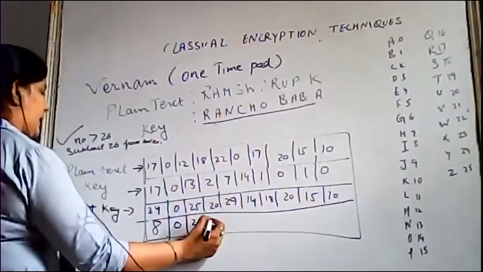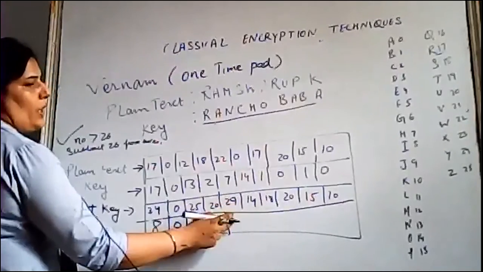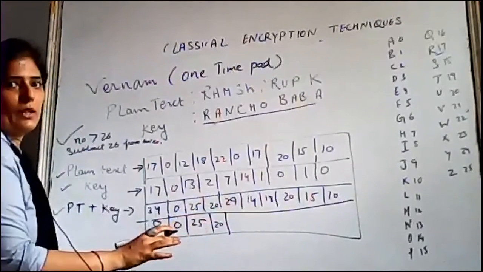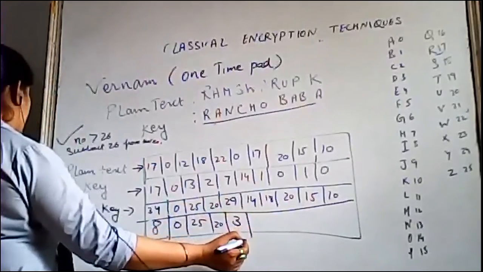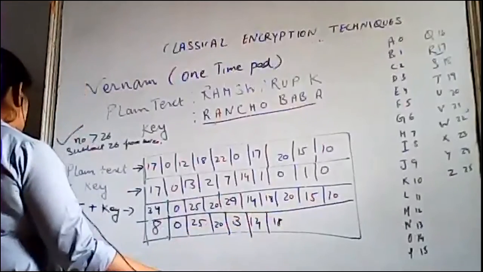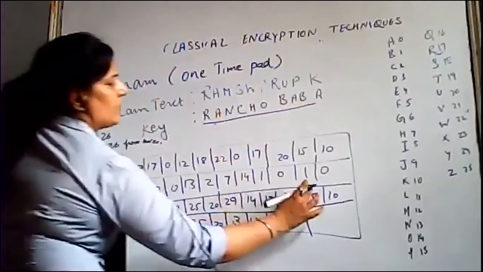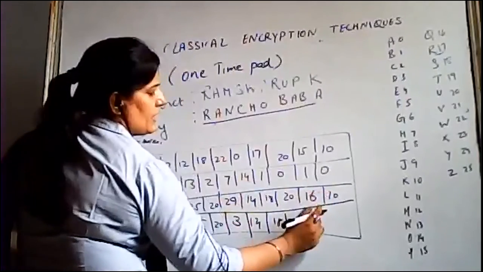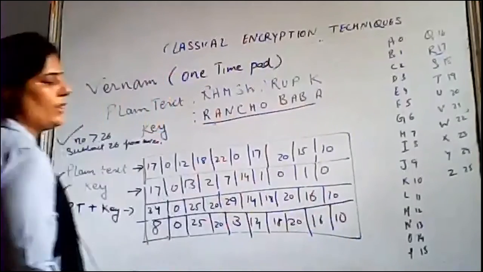You have 25, you have 20. Again there is a 29. You have to subtract 26 from that number, so you will get the answer 3. 14 is less, it will remain the same. 18 is less, it will remain the same. Similarly, this is 16, it will remain the same. And lastly, we have 10.